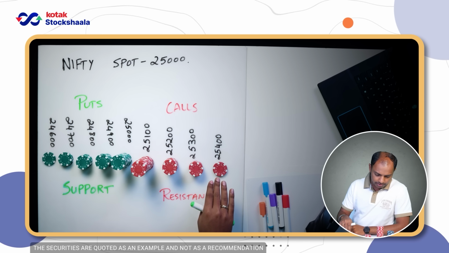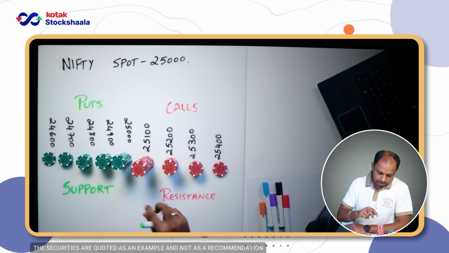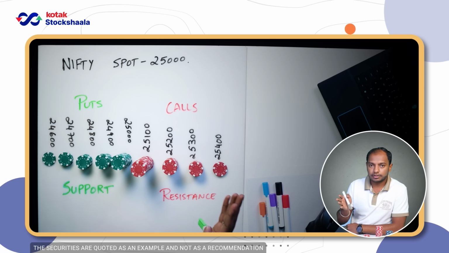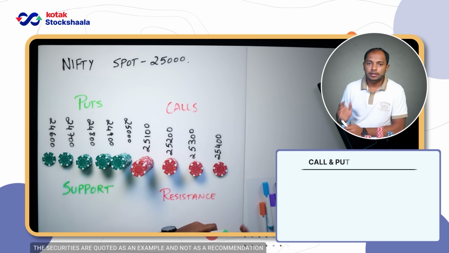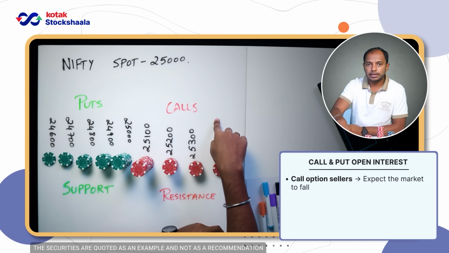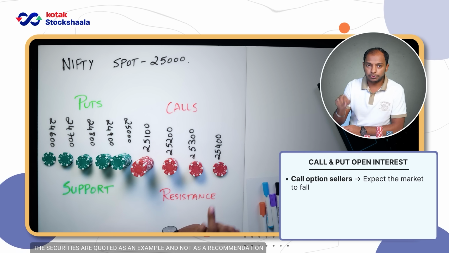So here I have red chips which represent different strikes, and the height of these chips also represents the number of open contracts. Similarly, the green chips represent the put options and also represent the open interest of each of these specific strikes. I have taken the example of Nifty 50 and the spot is considered to be at 25,000. Now let's look at the various open interests for the calls as well as puts. Since open interest is representing sellers, we know that whenever you're doing call selling, it means that you're expecting the market to go down.